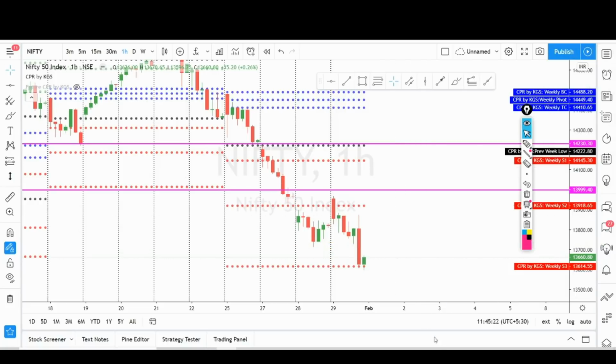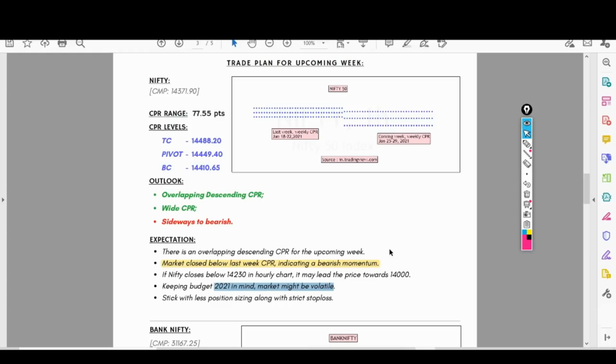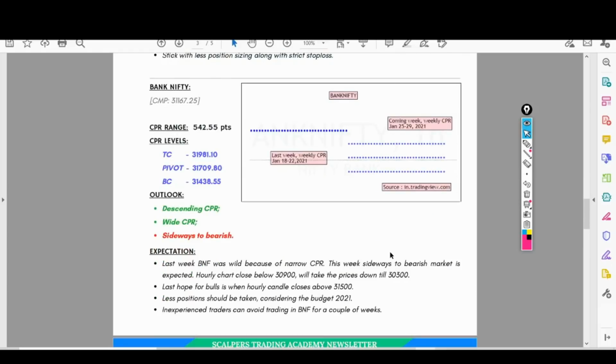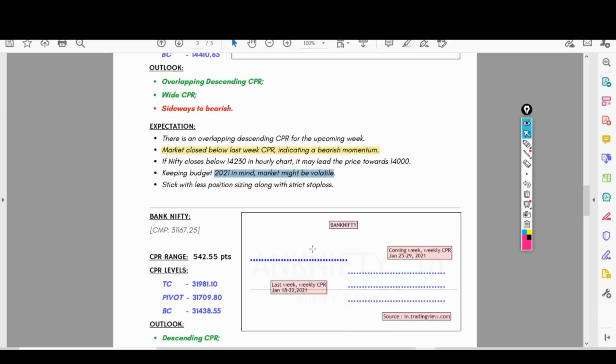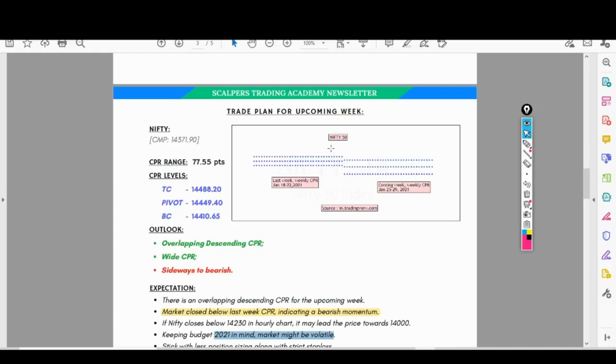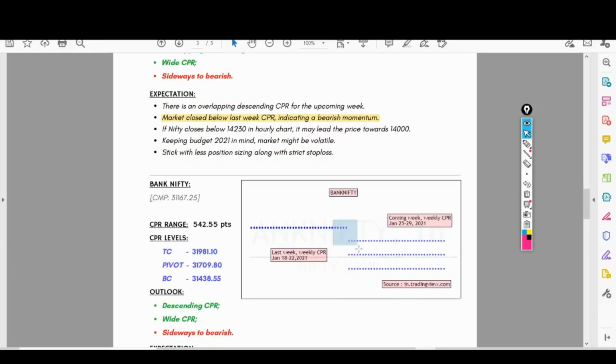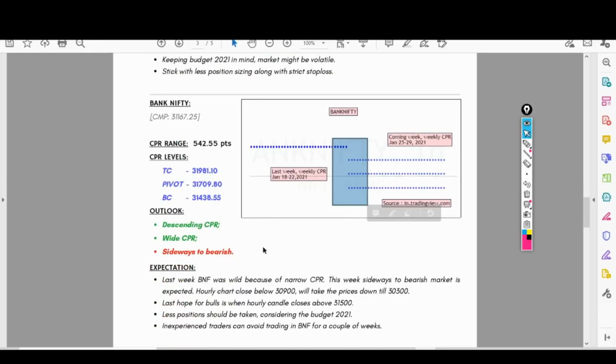Now, Nifty trade plan went as per my analysis. Now, Banknifty. Now, in Banknifty, what is the scenario? It is having a descending and wide CPR. Now, earlier in Nifty, we encountered an overlapping descending CPR. But this is a pure descending CPR. So what I have mentioned, this is a descending CPR, this is a wide CPR, but I have given sideways to bearish view.